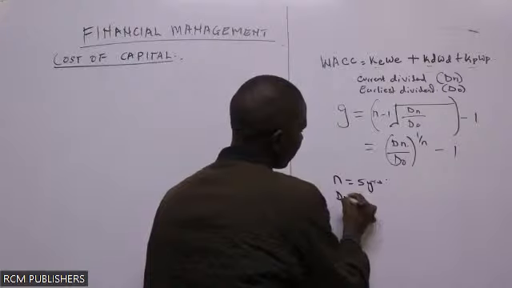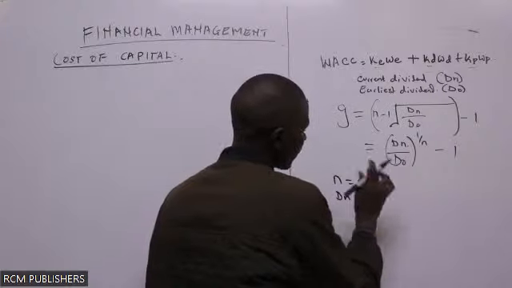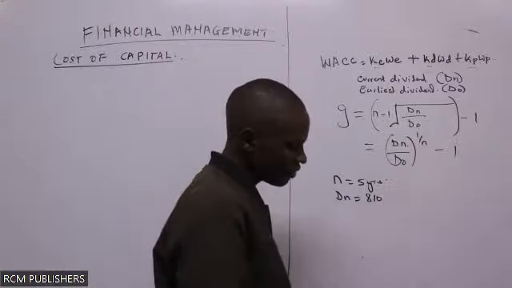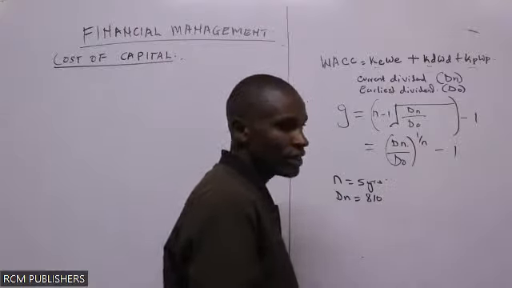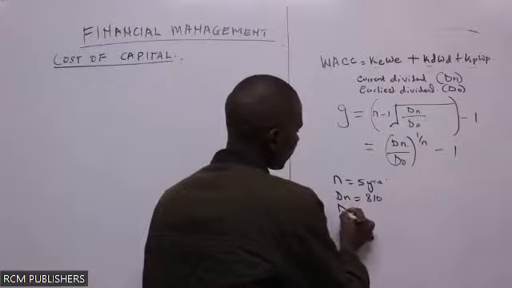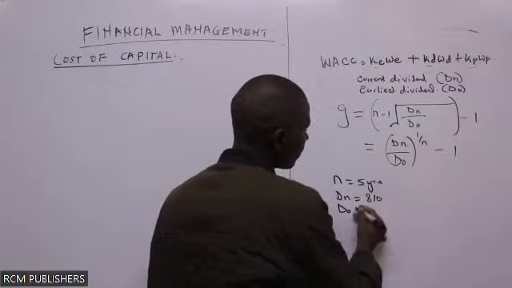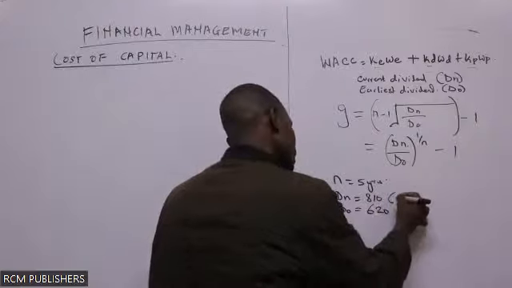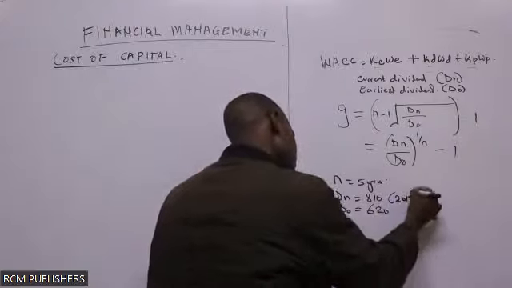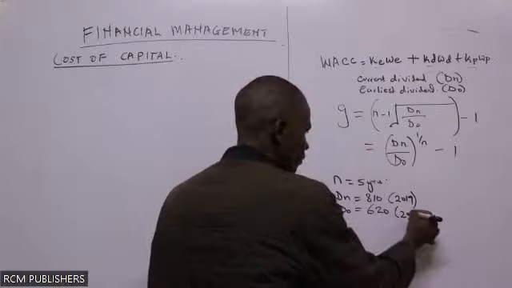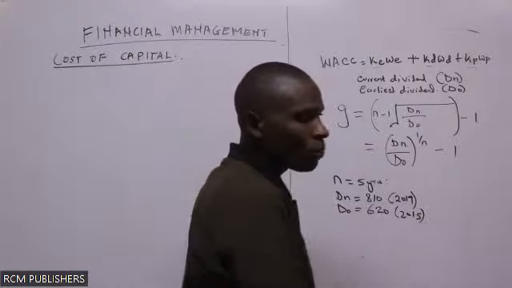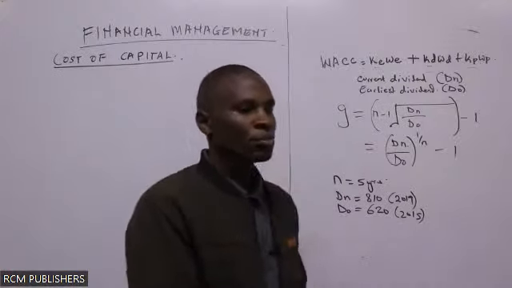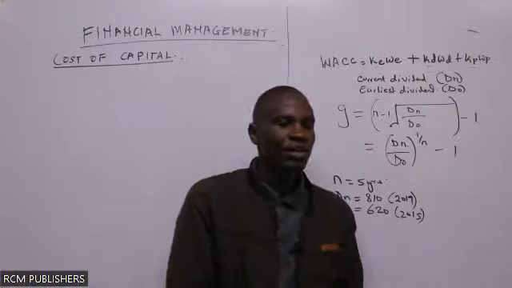My Dn is equal to, what is our current? We are given 810. Of course, everyone can see it is 810 in 2019. Then we have our Do, which is our earliest dividend of 620 for 2015. So 2019 is your current, and 2015 is the earliest. Can you compute for me the growth rate using either of the formulas?